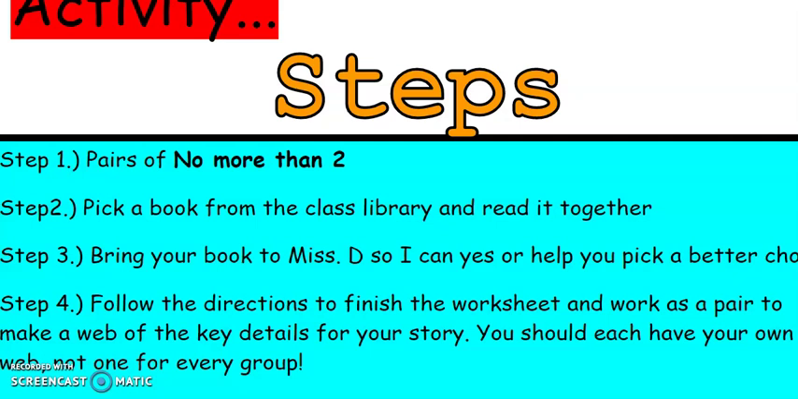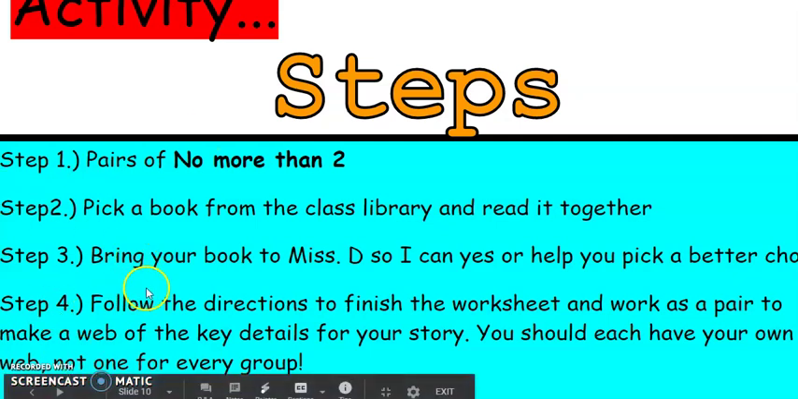Once you've read your book, you'll come get a worksheet. You'll follow the directions on the worksheet and work as a pair to make a web of all the key details of your story. If you have any questions, feel free to let me know. Also, you are working in pairs, but you should each have your own copy. You can work on it together, but you need to each have your own. You cannot turn in one copy. If you have any questions, let me know and go.